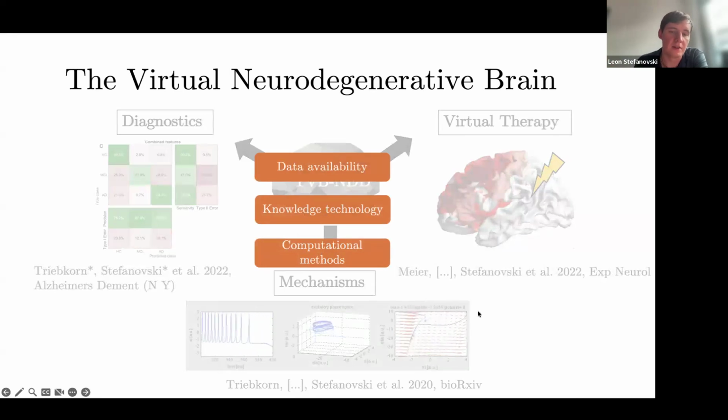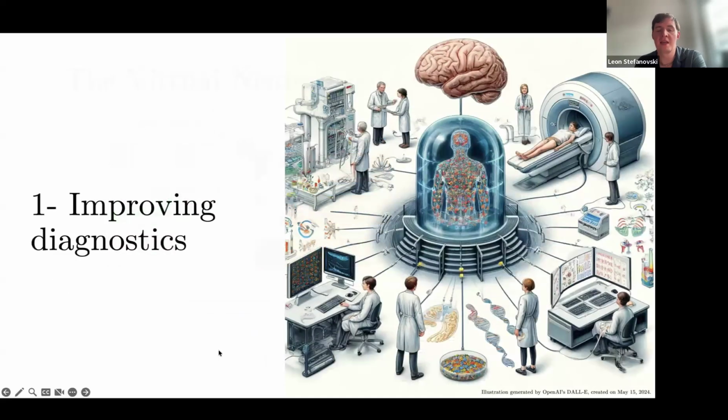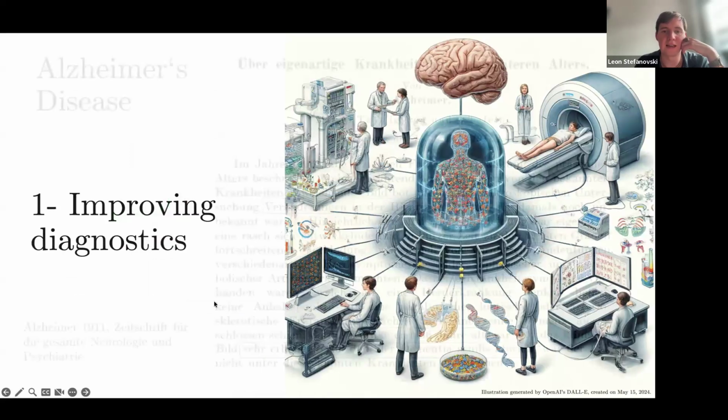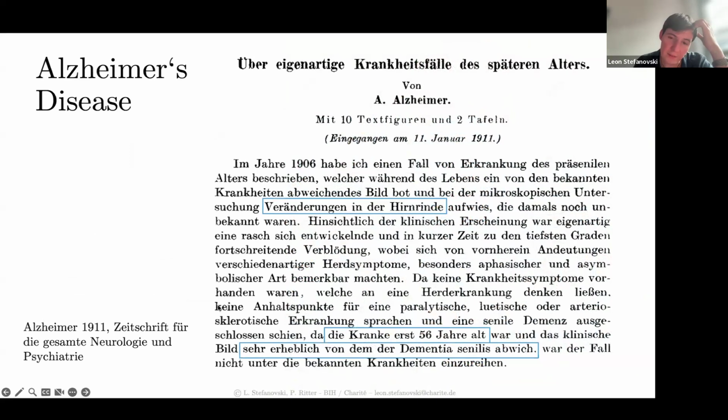And what is linking all this? That's the general idea, of course: we need good data, we need powerful computational methods, and we can use something that I call knowledge technology that I will also mention in a bit. I first start now with the first part of improving diagnostics. And for this, I go now a bit more into the clinics to explain the problem a little bit and focus on the example of Alzheimer's disease.